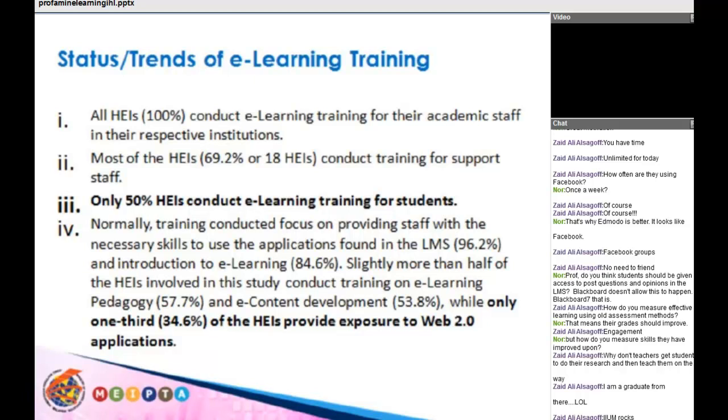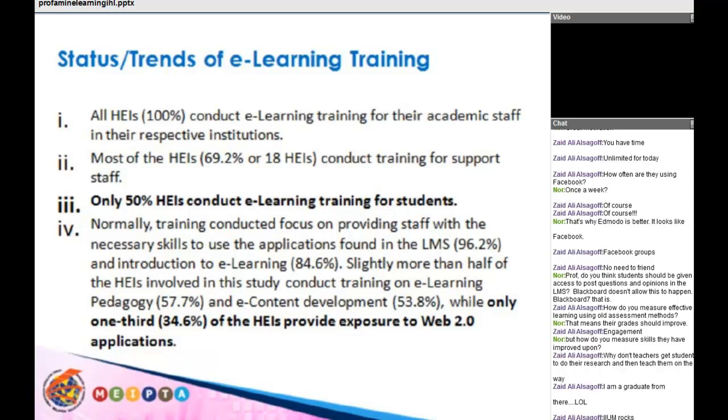At the moment, the Ministry of Higher Education has set up this, I don't know whether you're familiar with CAP e-learning, the Critical Agenda Project, and one of the KPIs to be met by universities is to make sure that training is also conducted for students.